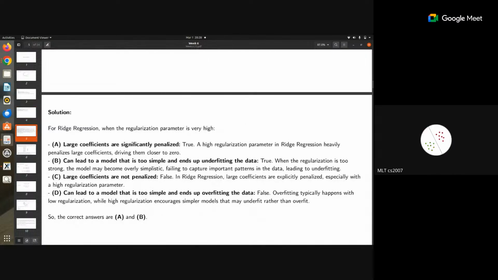Okay, so what happens here now? If you are penalizing with a large value of lambda, what happens? Your W's become close to 0. That means your model complexity tends to become simpler and simpler, right? Now that may end up underfitting your data.